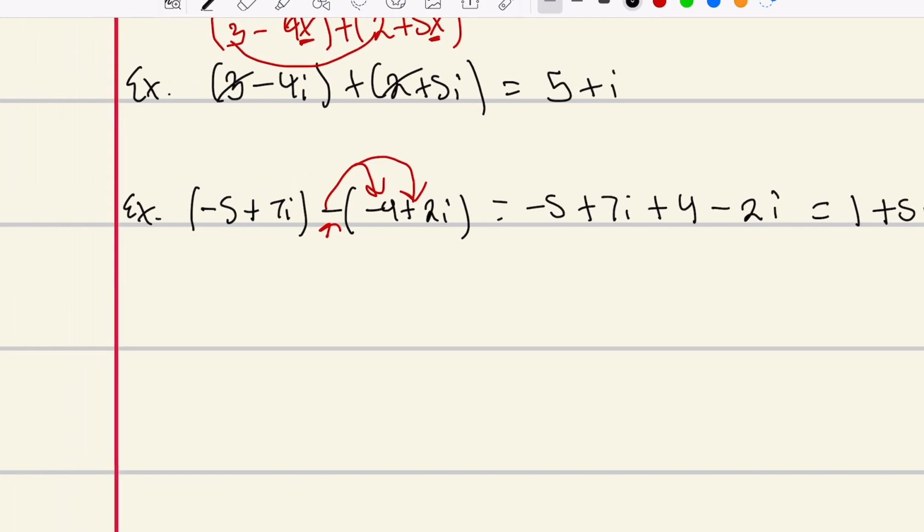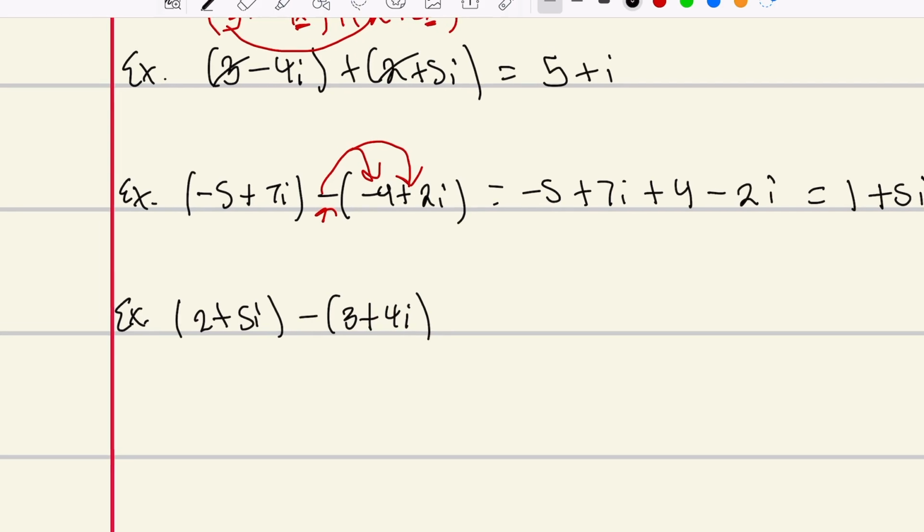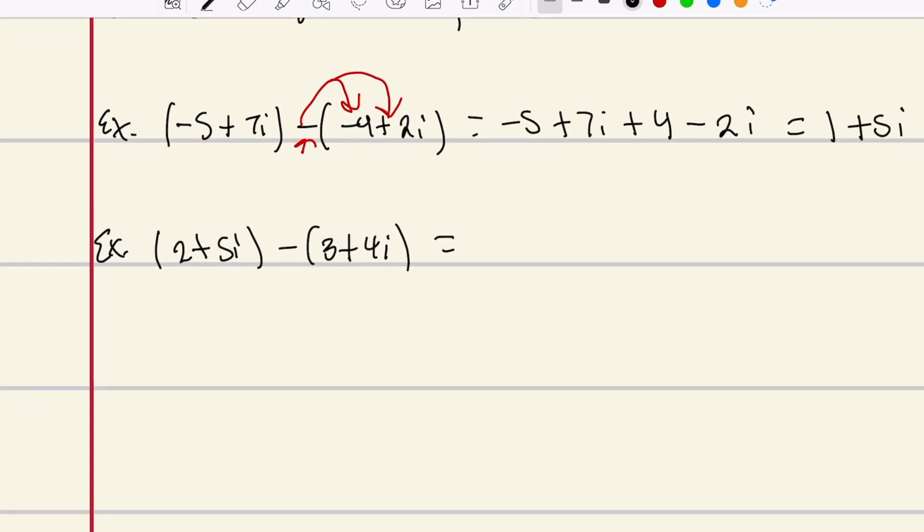Let's do one more that distributes the negative. Just make sure we are distributing the negative, or we're going to get the wrong answer. 2 plus 5i minus 3 plus 4i. Okay. We get 2 minus 3, right? 2 minus 3 is -1. Now 5i minus 4i is, what is it? Plus 1i.